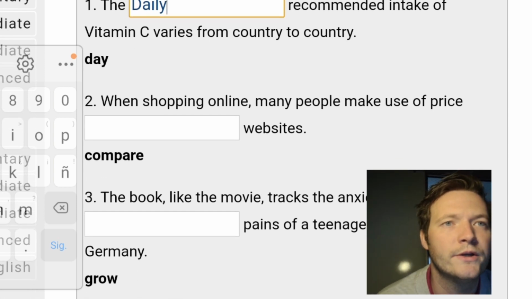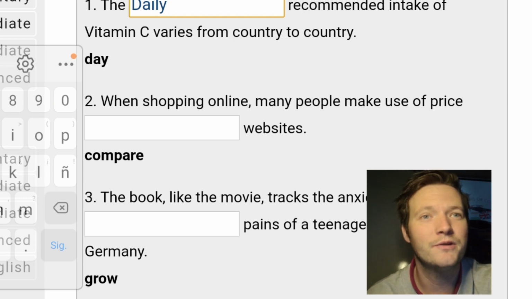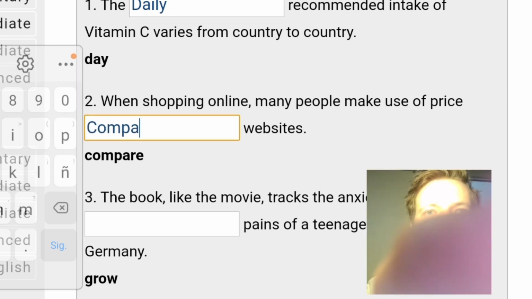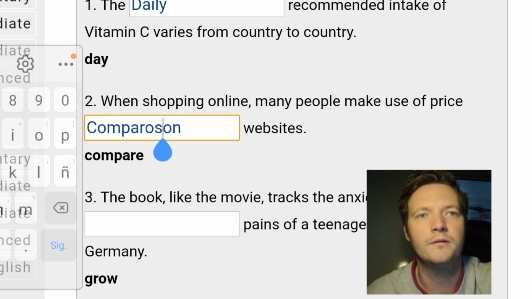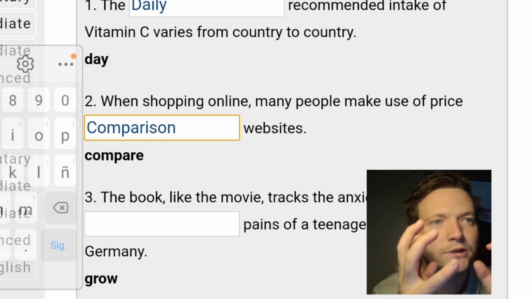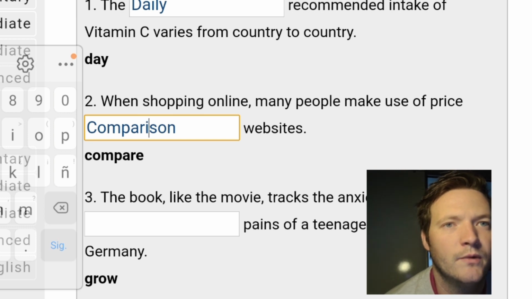Okay. When shopping online, many people make use of price, again, comparison. Why is this so common? Why is it such a common word? Because people get it wrong all the time. Like me right now, because I can't write on this tiny keyboard on my phone. Yes, make use of the price comparison websites.